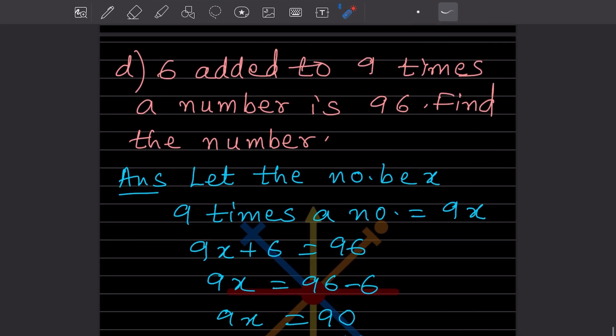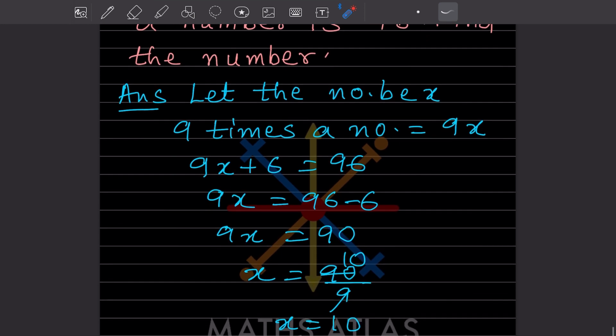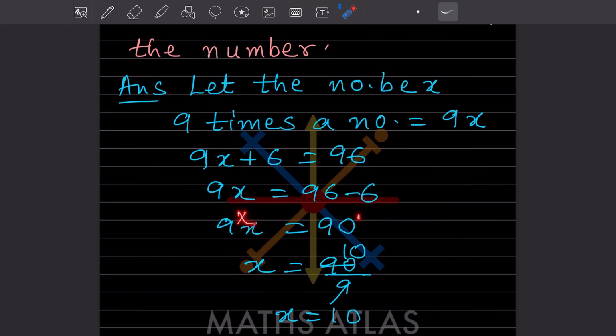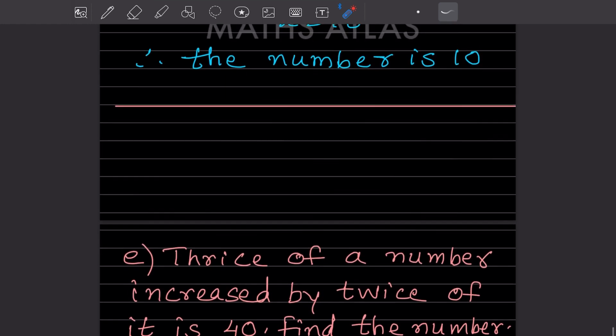Now, 6 added to 9 times a number is 96. Find the number. Let the number be x. 9 times a number is 9x. Now what did they say? 6 added to 9 times a number. So 9x and 6 is added to that, and it is 96. So 9x plus 6 is 96, and plus 6 becomes minus 6. So 9x is 90. So x is 90 divided by 9, which is 10. So x is 10. Therefore, the number is 10.